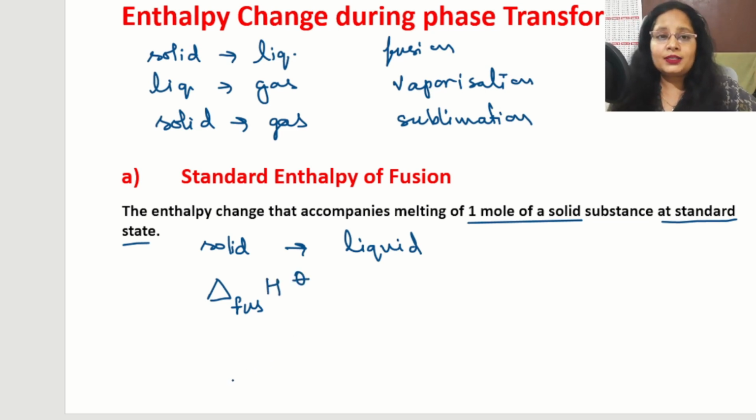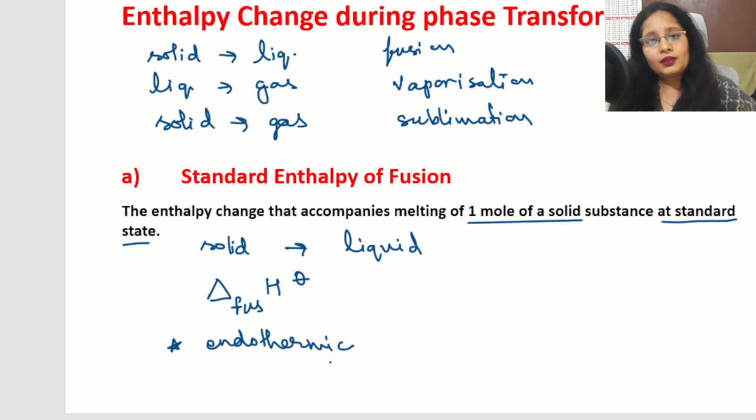Now if there is a transformation from solid to liquid, it means heat is applied. So we can say this is an endothermic reaction. Second most important point is, if heat is given, it means the standard enthalpy of fusion will always be positive in nature. Because heat is given, there is an increase in energy, so it will be positive. So you understand phase transfer from solid to liquid.